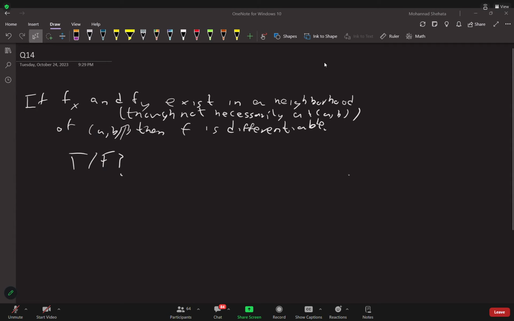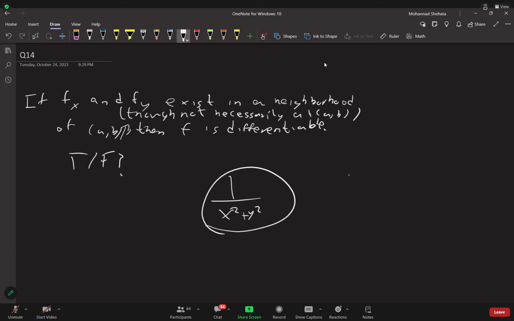So let's take a function like, say, 1 over x squared plus y squared. If you take the partial derivative, it will actually end up being differentiable everywhere besides (0, 0), right? But the derivatives don't even exist at (0, 0) because the function doesn't even exist at (0, 0) in the first place. So how will it be differentiable if the point doesn't even exist at (0, 0)? So this is why false.